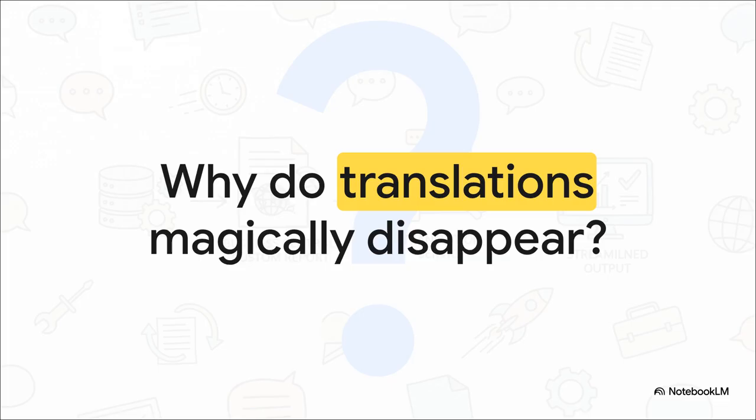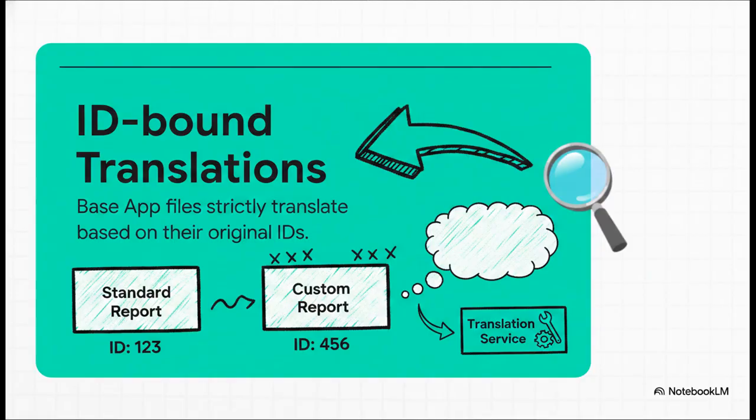But the very second you do that, all the standard translations, like the German or Spanish captions, just completely vanish. So why exactly do copied report translations magically disappear? It totally feels like a bug, but it's actually just how the system's architecture is built. The real culprit here is something called ID-bound translations. The translation files living inside the base application strictly translate based on their specific original object IDs. So think about it. When you copy a standard report and give it a new ID, you've essentially created a brand new report in the eyes of Business Central. Those standard translations simply don't apply anymore. You're left with a totally blank slate.